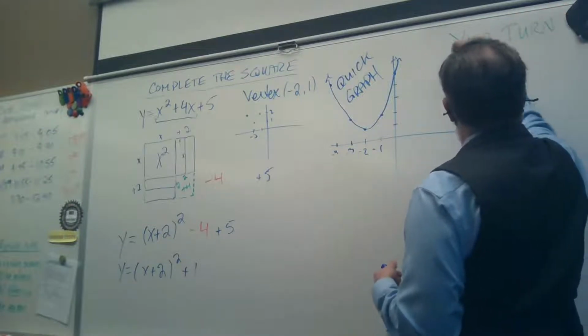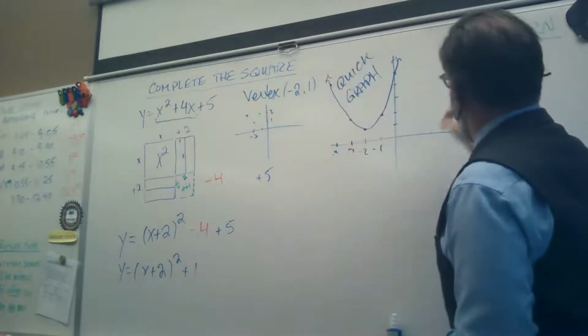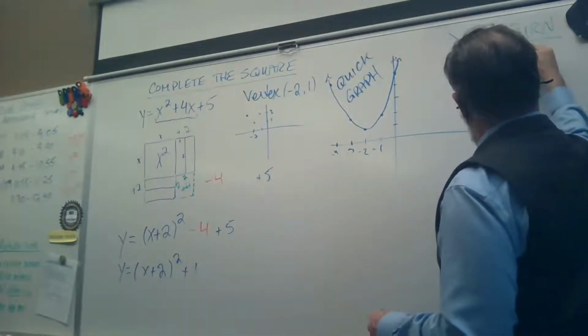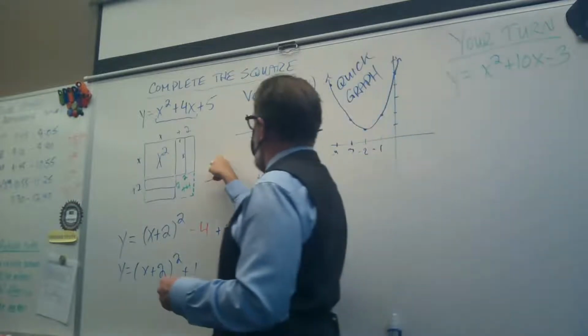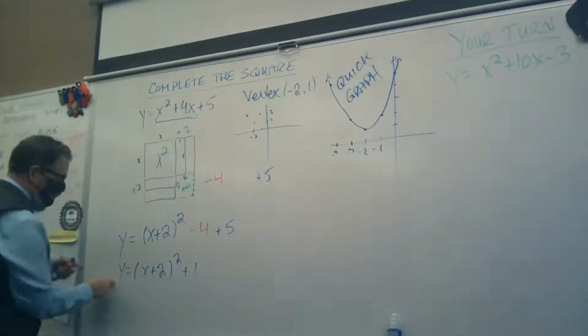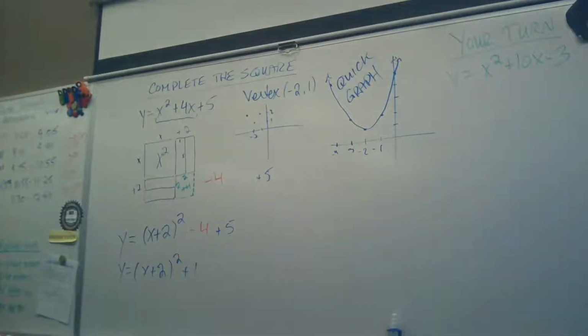The equation is y equals x squared plus 10x minus 3. Please use completing the square to write it in vertex form. Write down the vertex, draw a quick graph. Go.